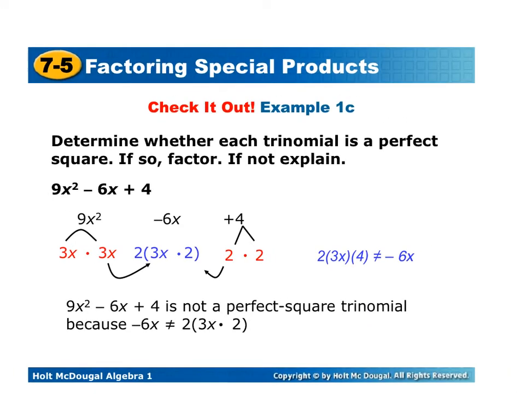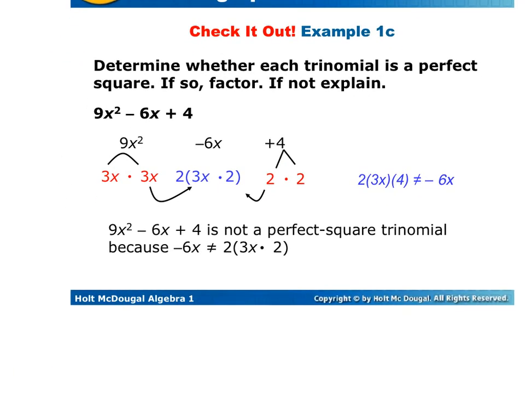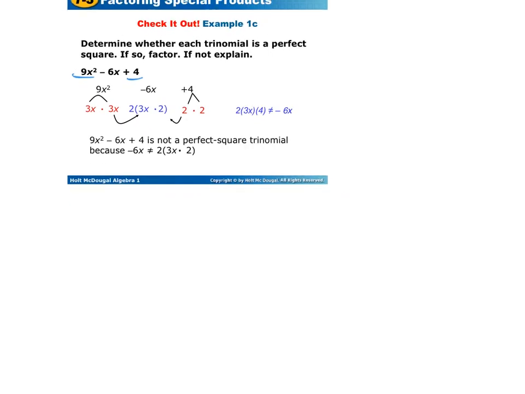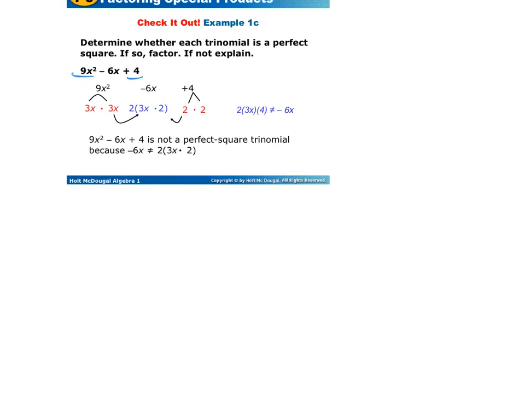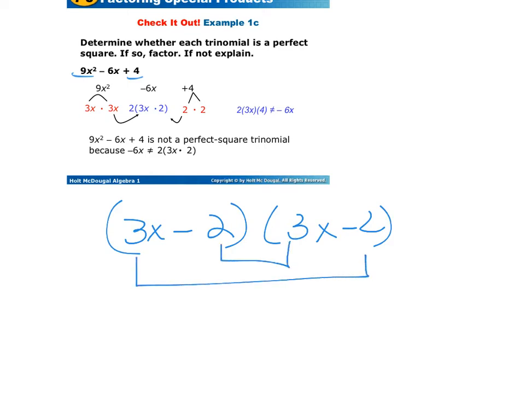Okay, next one, they want us to check to see if it's a perfect square trinomial. It's looking like it might be because these are perfect squares. So if I go ahead and square root 9 and square root 4, I get this. But now I have to FOIL this because I need to double check that I'm going to get a negative 6. When I do the outer and the inner, I get negative 6 and negative 6, which gives me negative 12x. It doesn't FOIL, so it's not a perfect square trinomial.